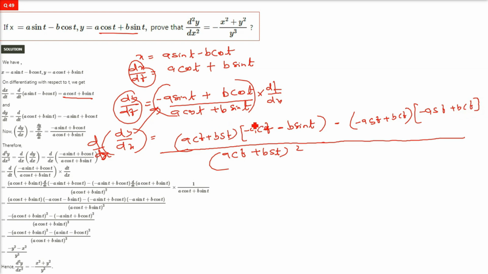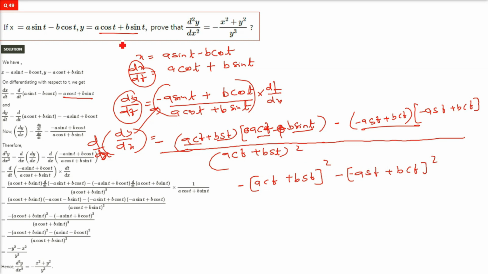Okay. Now you can multiply anytime, but what I'm suggesting is, if you just see the intricacy, these things are nothing but what we have already. If you take negative outside, it will be a cos t plus b sin t, both the terms. So a cos t plus b sin t whole square, negative outside. Similarly here also, a sin t minus b cos t you need. So if you take the negative common from both of these, you'll get a sin t minus b cos t, negative will be positive. Minus a sin t plus b cos t whole square.